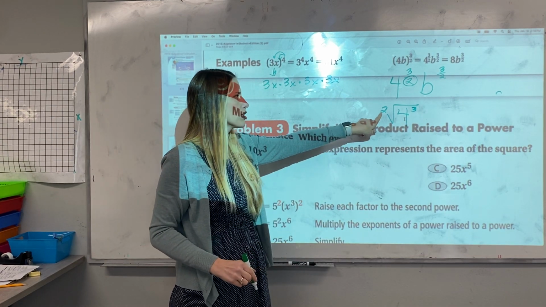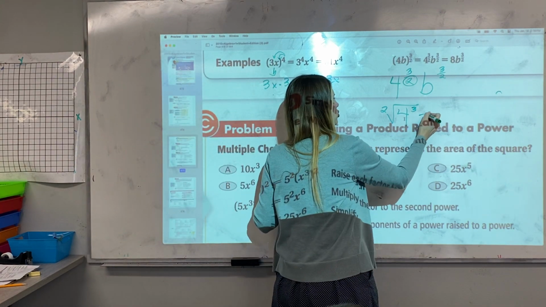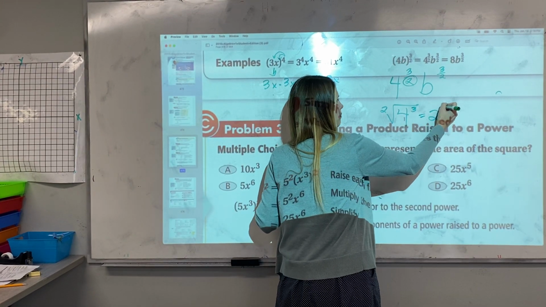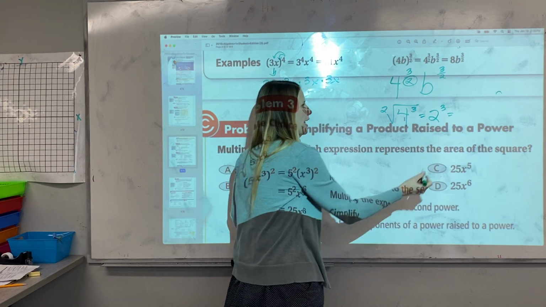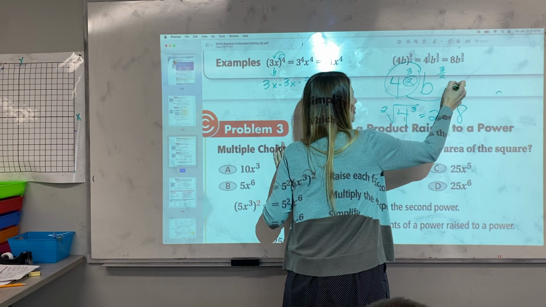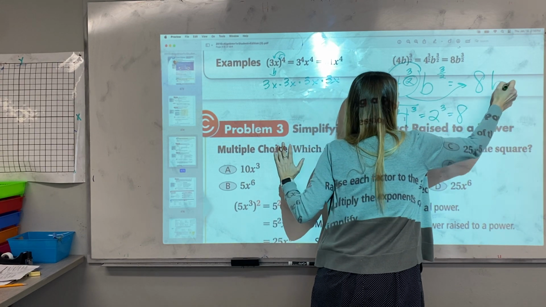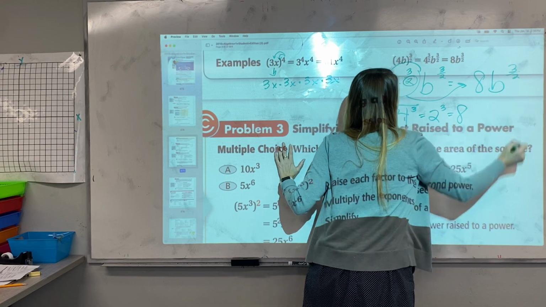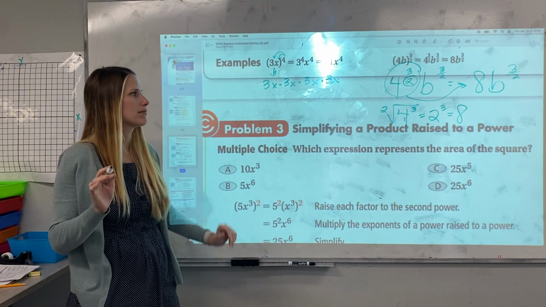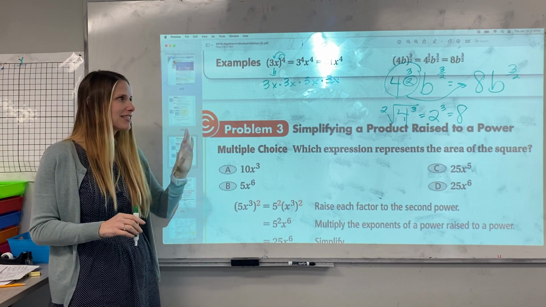So what's the square root of 4? 2. And then what's 2 to the 3rd power? 8. So this is 8. And then what's b to the 3 over 2? b to the 3 over 2. That's it for now. And then we have more. That's it for that one.